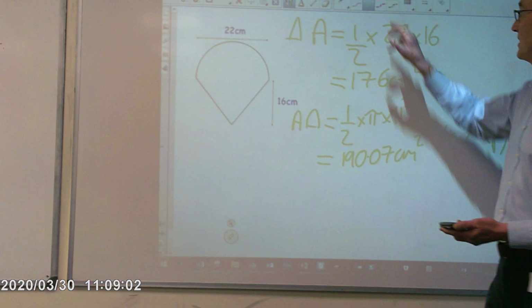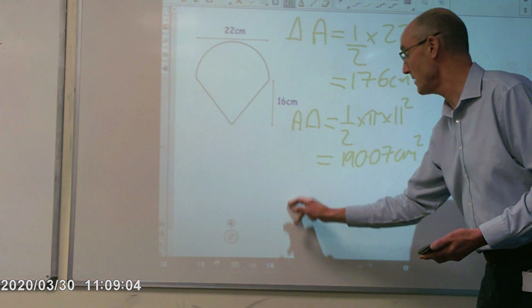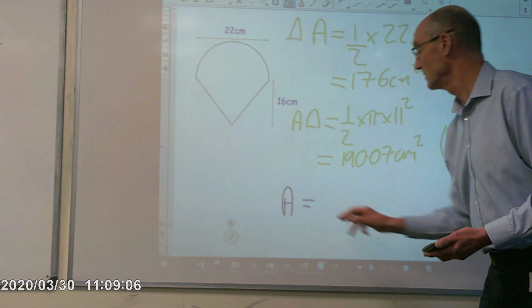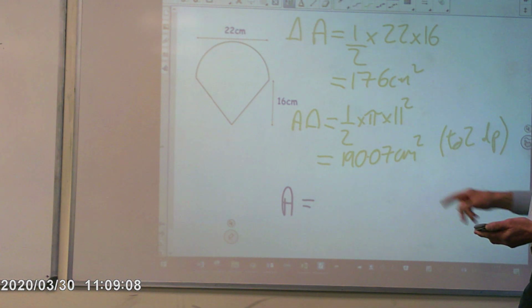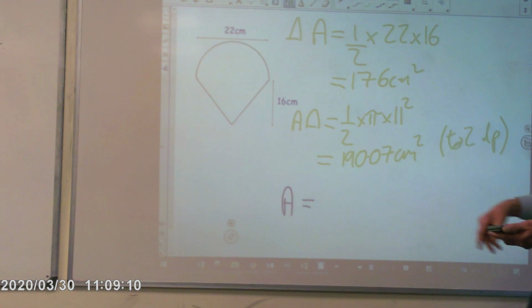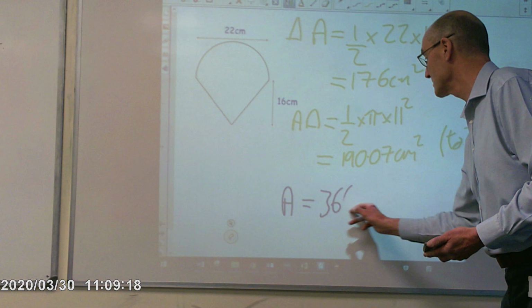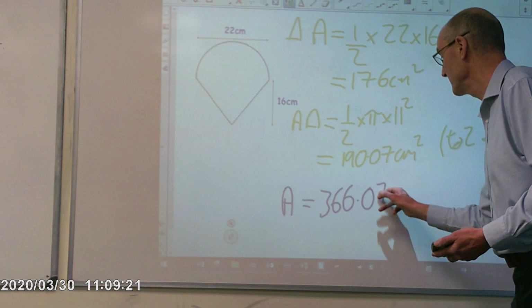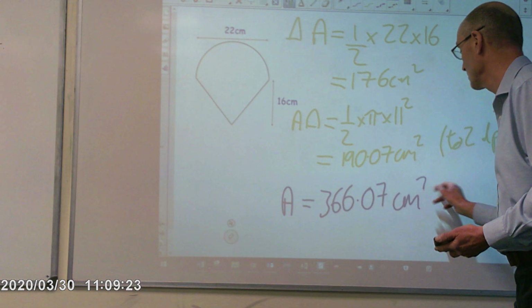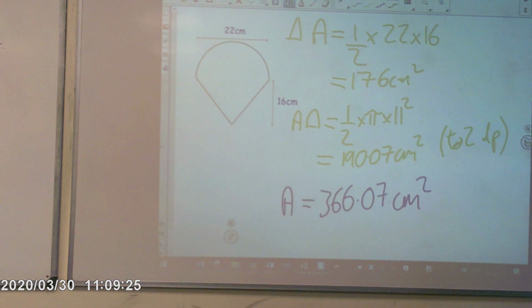Okay, so our total area is those two added up. 176 plus the 190.07, which gives us 366.07 centimetres squared. Okay, that's the second example done.